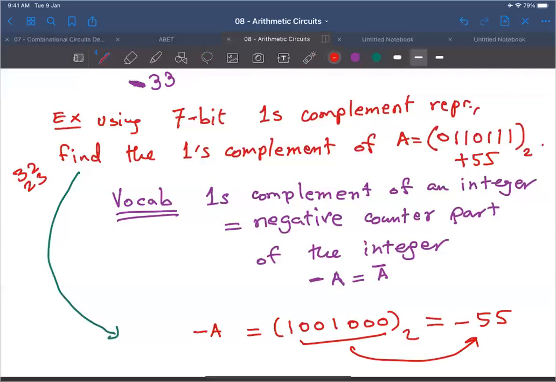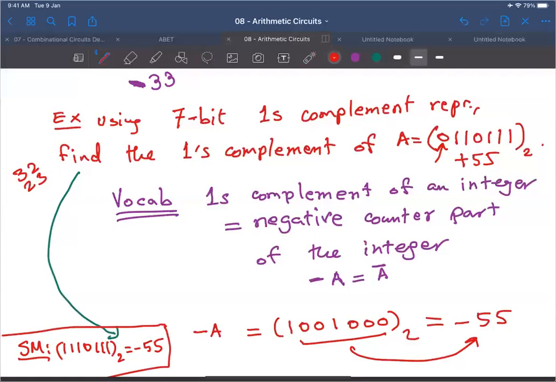Let me ask you this question. What is minus 55 if I use 7-bit representation of sign and magnitude? What is minus 55 in sign and magnitude representation? In sign and magnitude, all you have to do is complement the sign bit and leave everything as is. So this is equal to minus 55.